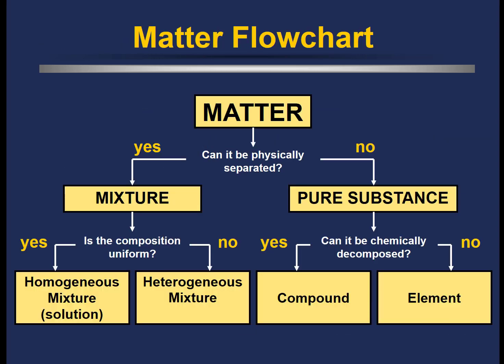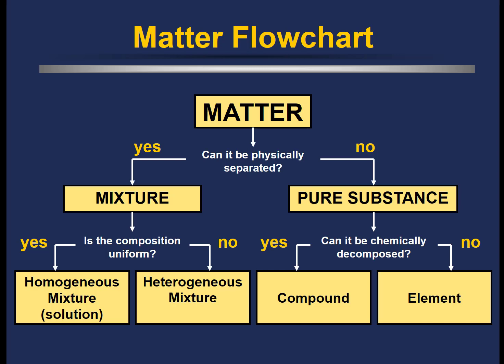Here's a flow chart that shows the relationship with all matter. So when we go to classify matter, we want to ask the question, can it be physically separated? If it can, then we know that we have a mixture. Mixtures are just physically combined. They're not bonded together.